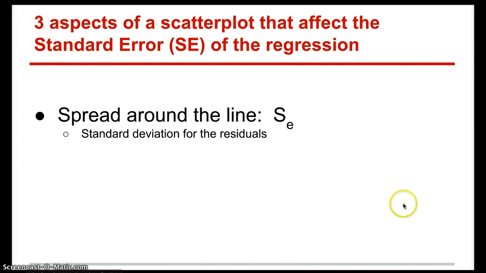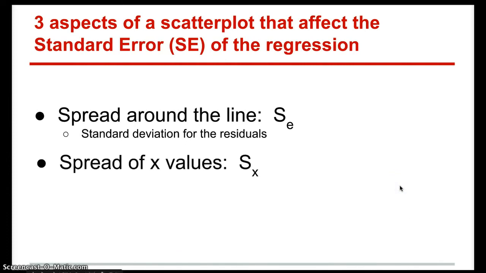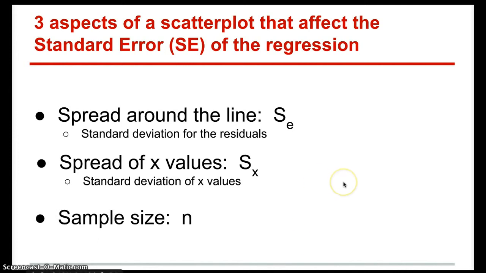Another thing that affects it is the spread of the x values, how far they are from left to right. If everything's clumped in the center, it's going to give you a different standard error than if they were spread evenly across the x-axis. This is just the standard deviation of the x values, which is usually on computer printouts, or you can find it by doing your 1-Var Stats. The other thing that affects it is sample size. Remember, the larger the sample, the more accurate things usually are.